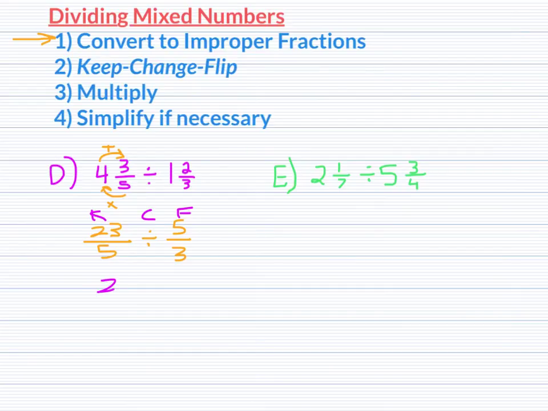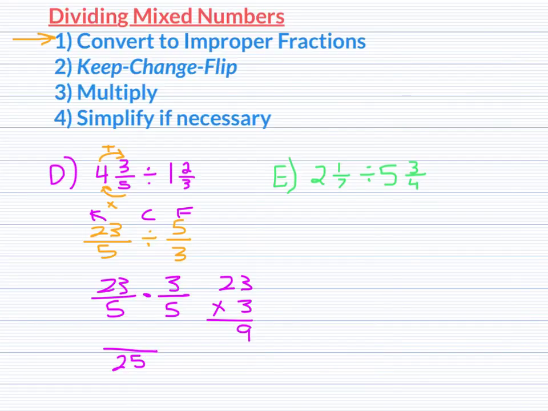So 23/5 times 3/5. So my answer becomes, I know 5 times 5 is 25. 23 times 3, we can work that out. 3 times 3 is 9, and 2 times 3 is 6. So our answer is 69/25.